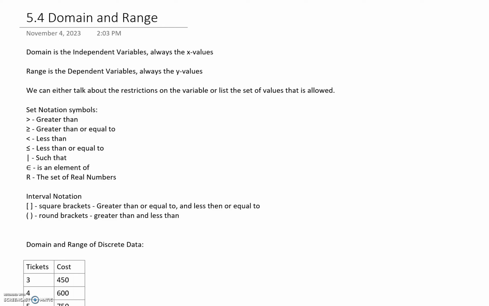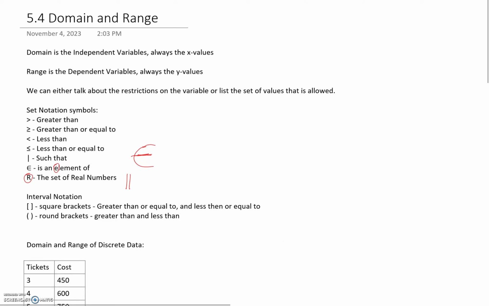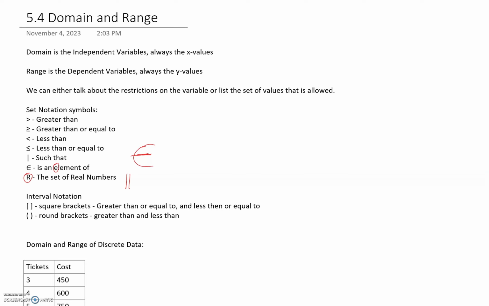So there are a couple different symbols that we use here. We've got greater than or equal to, less than or equal to, and then such that, and then this special E, which is like a C with a line in the middle, is an element of, so E for element, okay? The set of real numbers, so it's an R, but you can't really type it very well on a computer, but it is a special R.